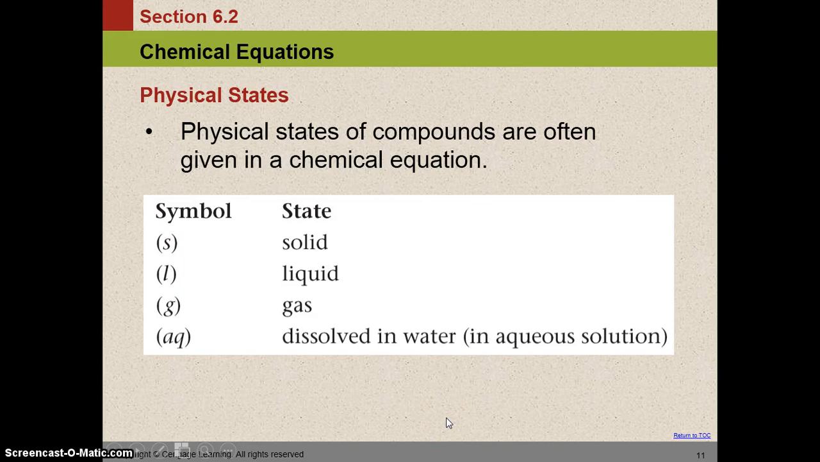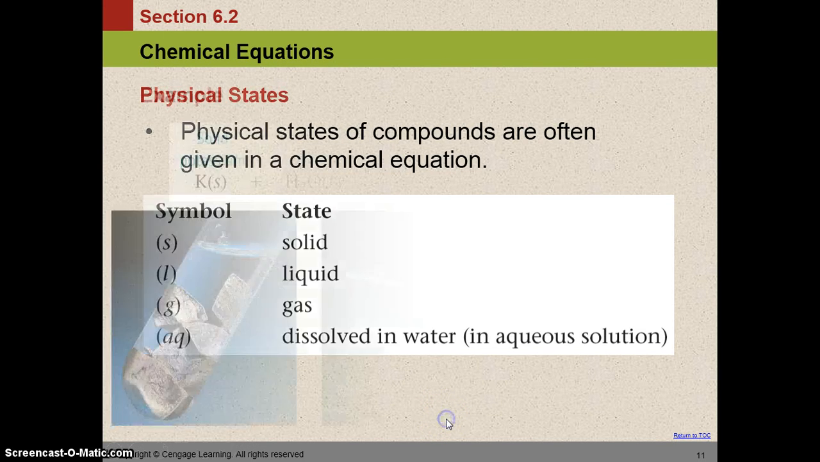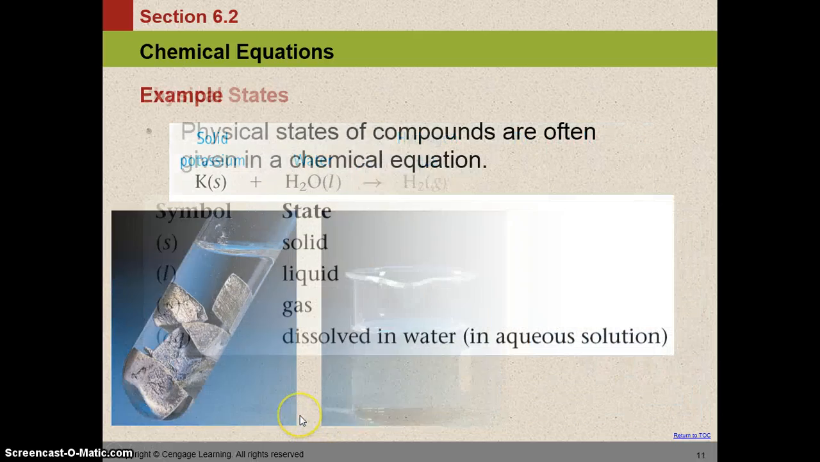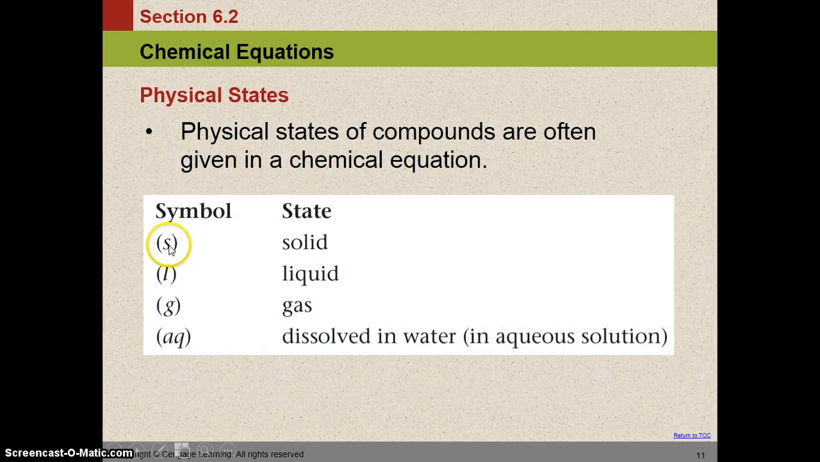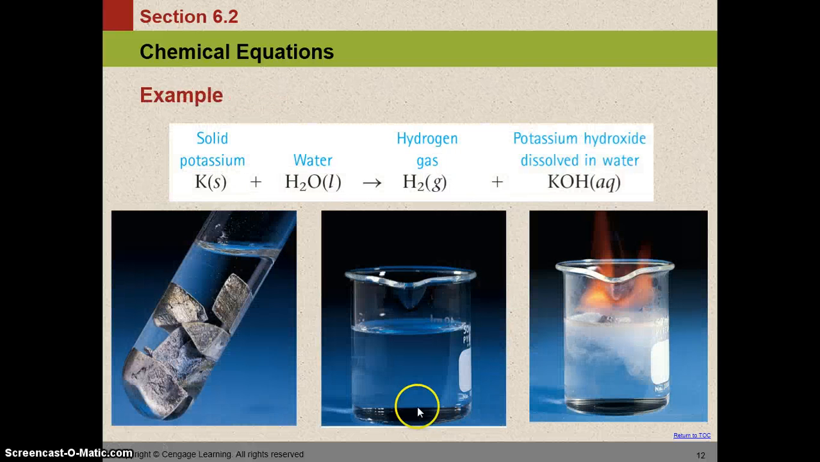There's something else you need to add to your chemical equations, the symbols or the states. So, for example, we're going to use an S in parentheses for a solid, an L for a liquid, a G for a gas, and AQ is what it means to be dissolved in water, or an aqueous solution. So you notice that's added to this chemical reaction. So we have solid potassium added to liquid water. The product then is hydrogen gas, which is H2. It's one of our diatomics, and it's in gaseous form.